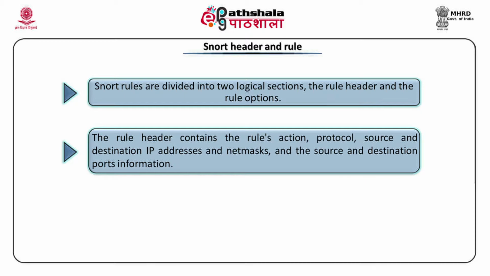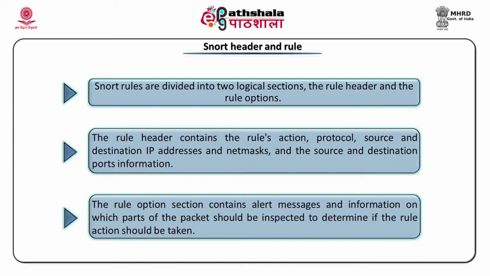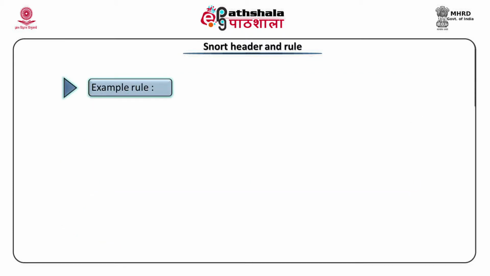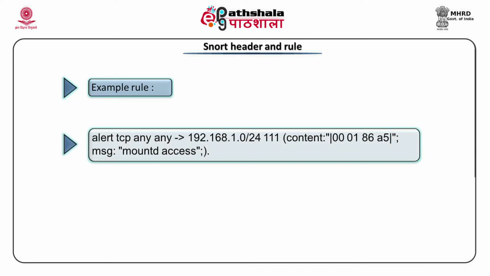The first thing is that Snort rules must be completely contained in a single line. The Snort rule parser does not know how to handle rules on multiple lines. Snort rules are divided into two logical sections, the rule header and the rule options. The rule header contains the rule's action, protocol, source and destination IP addresses and net masks, and the source and destination ports information. The rule options section contains alert messages and information on which parts of the packet should be inspected to determine if the rule action should be taken.